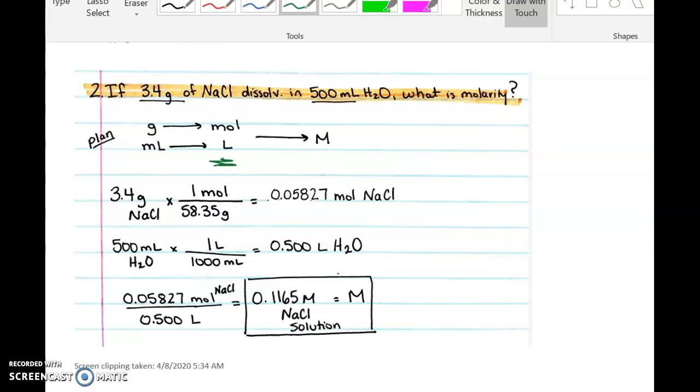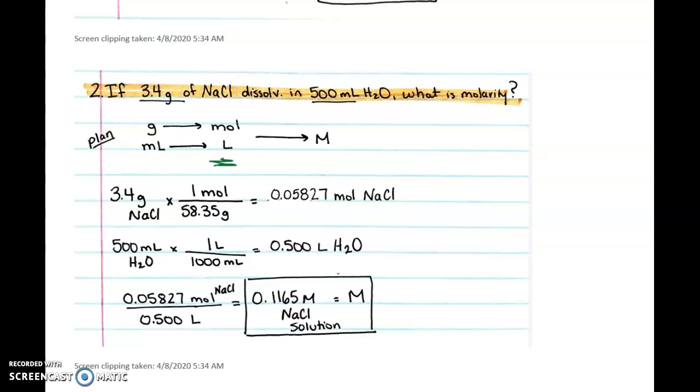So if I take this part here, grams per mole, is this one here. Okay, grams per mole. And I get my moles of NaCl. Then I need to find my milliliters per liter. That's this one here. Okay, 1 liter equals 1,000 milliliters, so I just make sure if I'm going from milliliters to liters, I have the milliliters on the bottom so they cancel out.